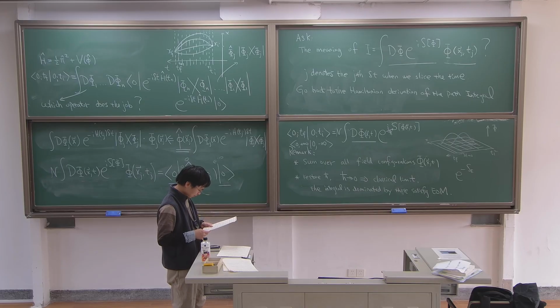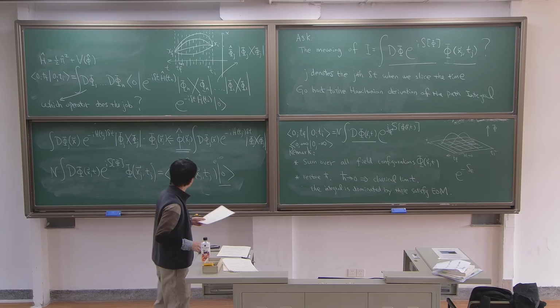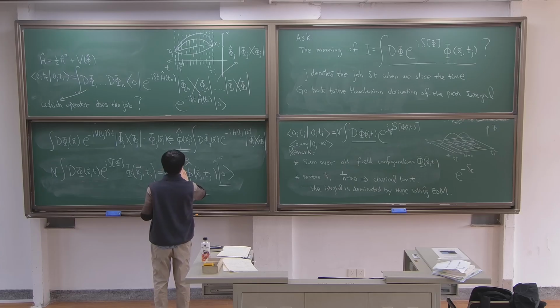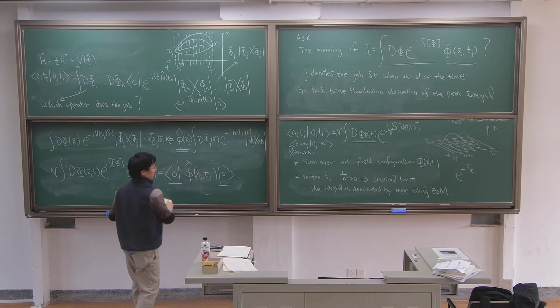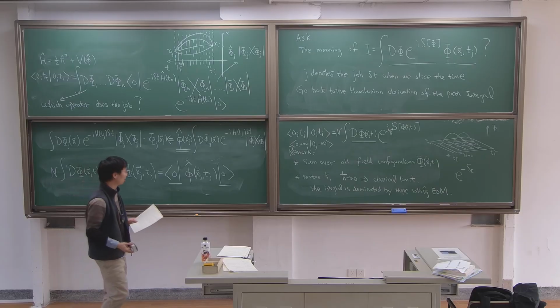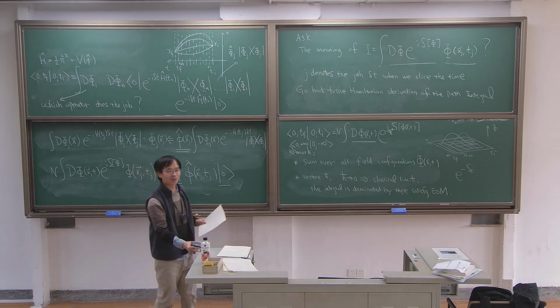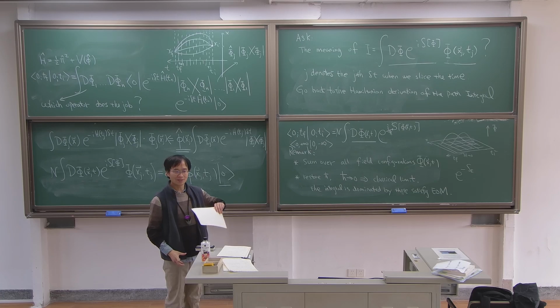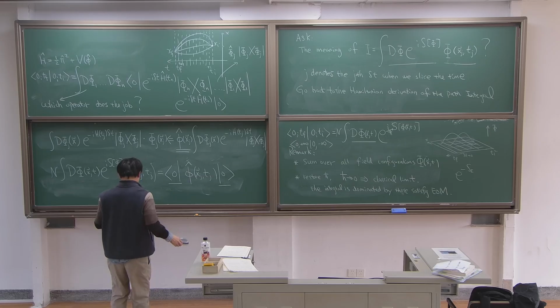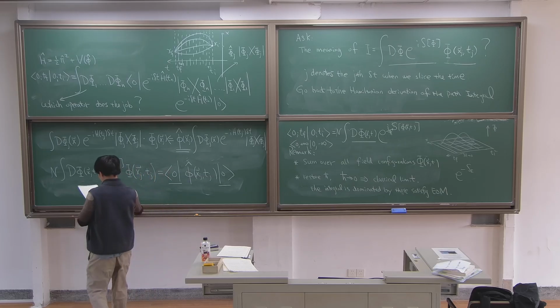Let's continue. So we understood the one-point function in terms of the path integral. Now the natural question is, what about the two-point function? As you can see, we want to translate everything we understood in the canonical quantization into this new framework, the path integral. The next question is, what about the two-point function?